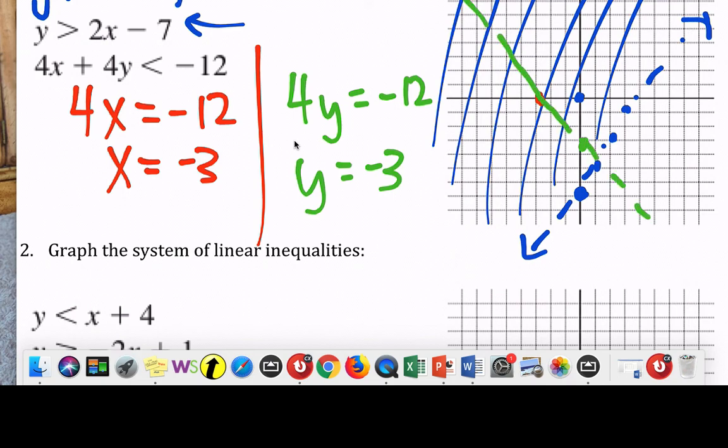Oops, I didn't dash it very well. But a dashed line because there's no equal sign. And then you pick a point, test, and shade. An easy point to pick is 0, 0. So is 0 less than negative 12? And that is false. So I don't shade that side of the line. I'm going to shade this side of the line.